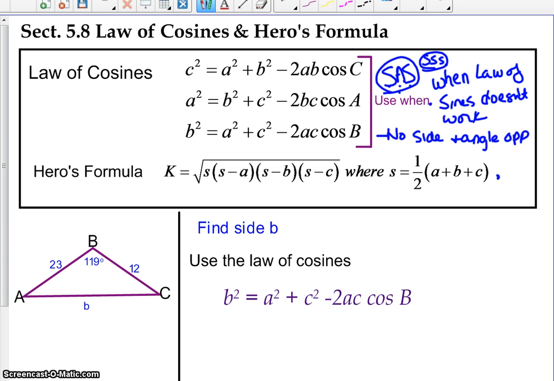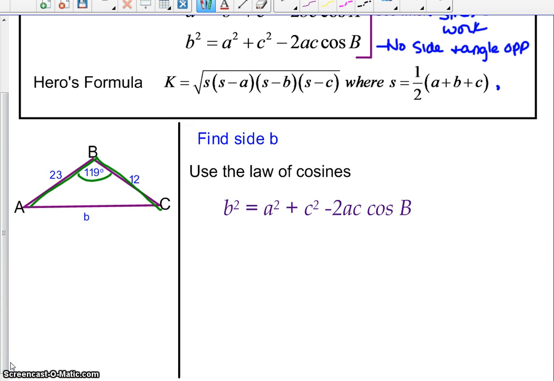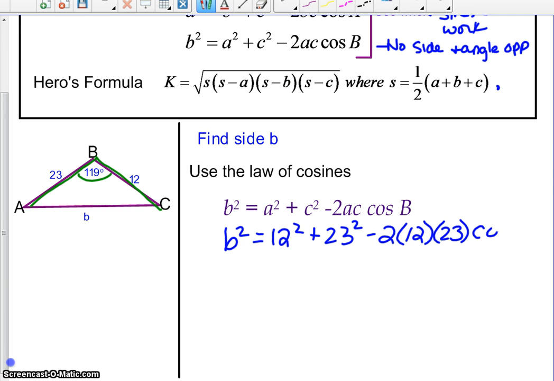So here's my example. This is what I was talking about when I said sometimes we have two sides and the angle between them. This is an SAS example, so law of cosines is what we want. My b squared equals a squared, 12 squared, plus c squared, 23 squared, minus 2 times 12 times 23, times the cosine of the included angle, 119. We just plug all of this into our calculator as it appears.